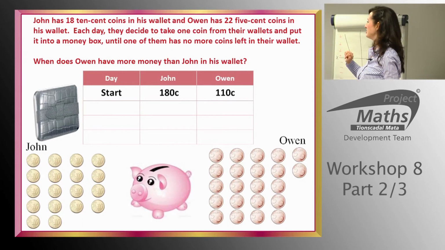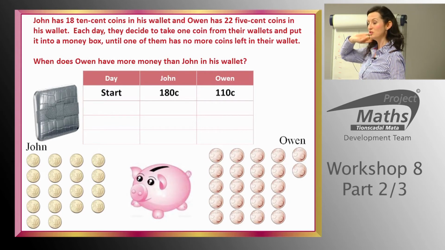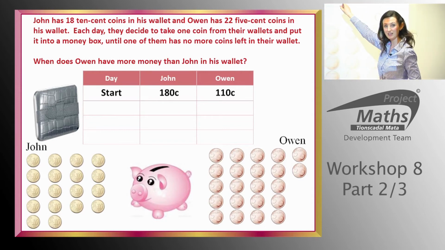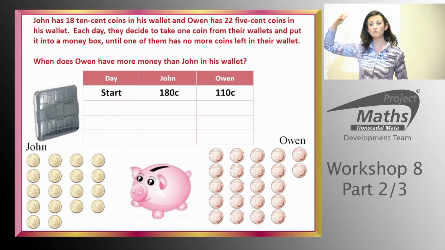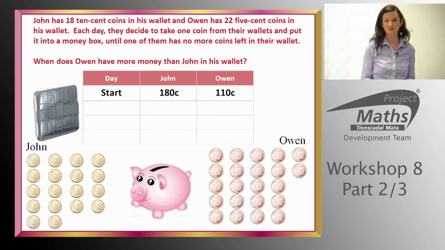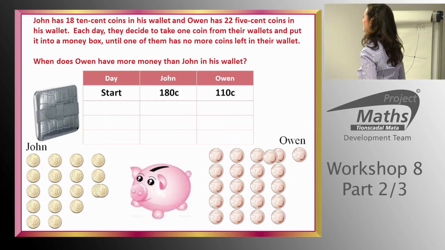So we started off, John is 180 cents and Owen is 110 cents. Now, did anyone do this? We've simplified the problem here by taking out the decimal, haven't we? Instead of saying €1.80, we've just made them all cent, because that might make it a wee bit easier to deal with. You don't have to do that, but it's a strategy to simplify it.